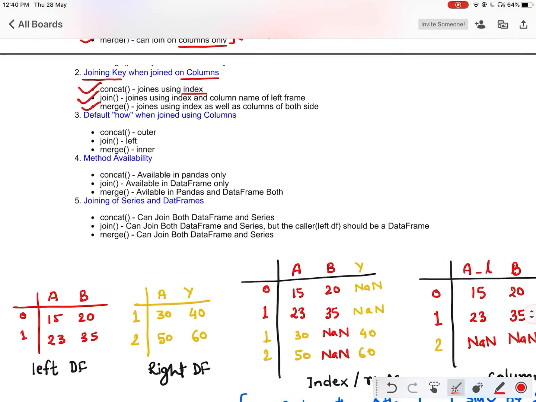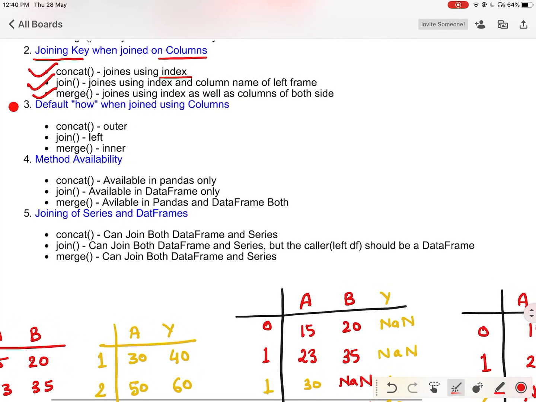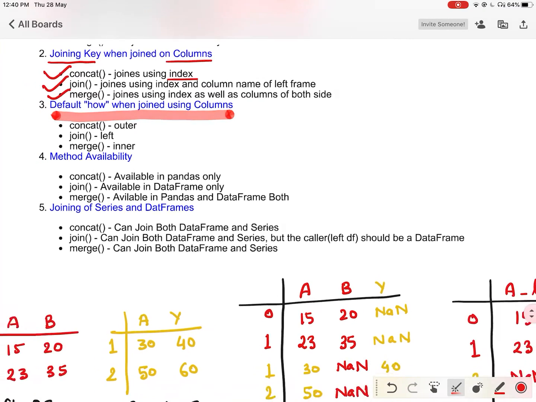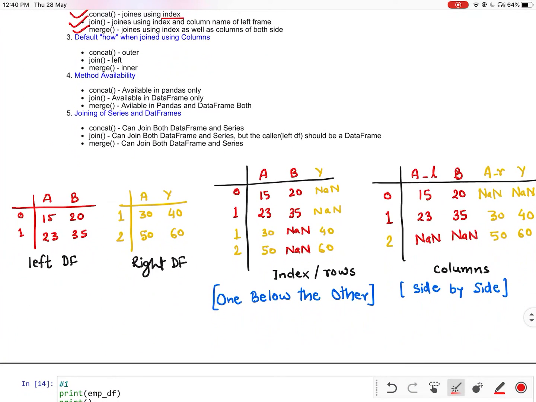Let us discuss the third difference: the default how when we join using columns. So again we are discussing using columns. We can join these two data frames on columns using all the three methods. So let us discuss what is the difference on how. So first see what is how.